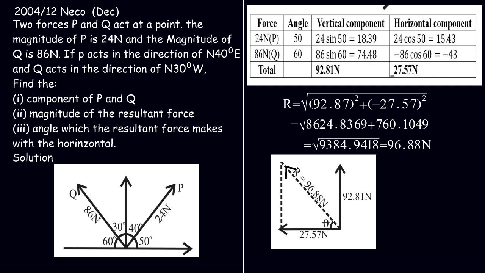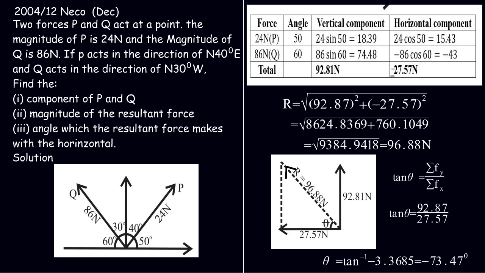Now from our formula, to get theta, which is the angle the resultant makes with the horizontal, tan theta will be equal to summation F of y divided by summation F of x. So therefore tan theta will be equal to 92.87 divided by 27.53, and theta will be equal to arc tan 3.3685, which is equal to 73.47. So the angle the resultant makes with the horizontal is 73.47 degrees.